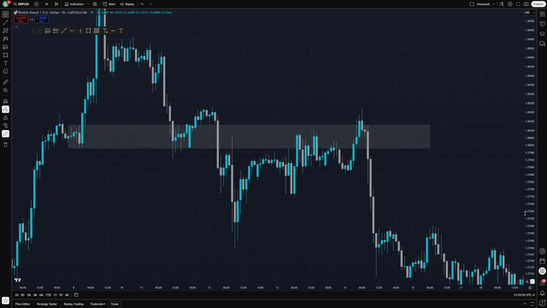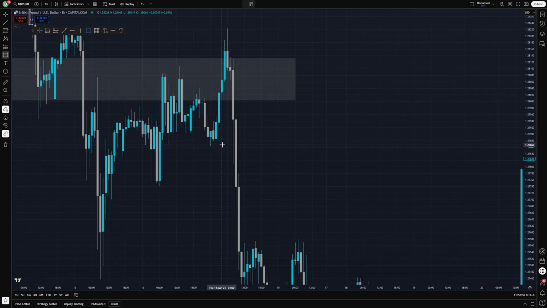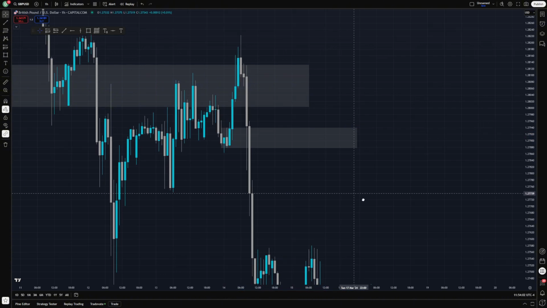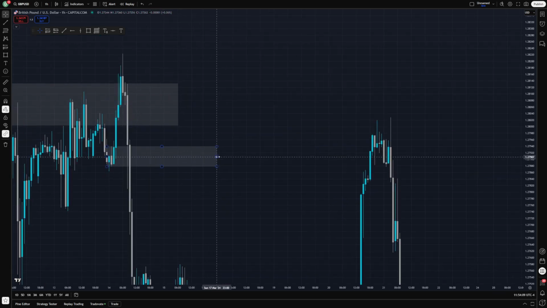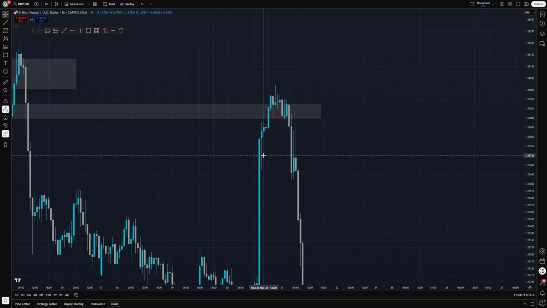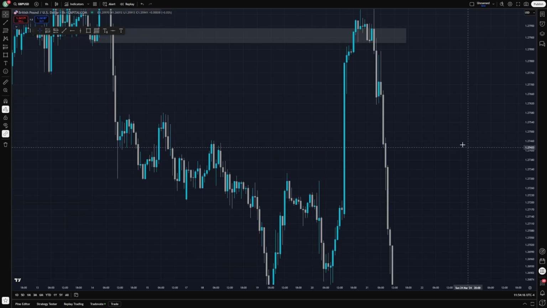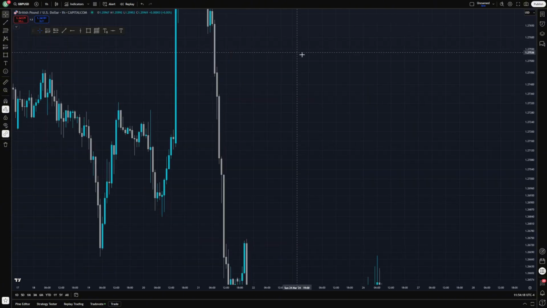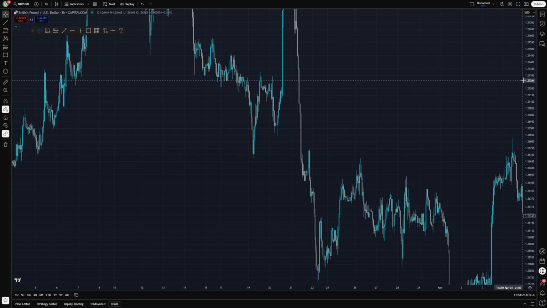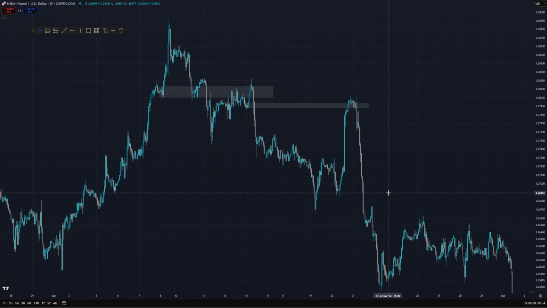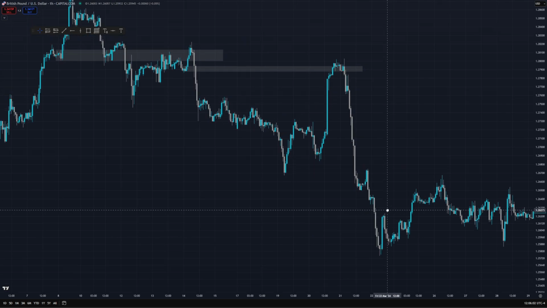I mean, even here, price put in another bullish order block and it's just completely been disrespected. And if you look to the right, price has come back up to this level, to the breaker block, and as you can see, price has come way lower. So another example. Yeah, right here.